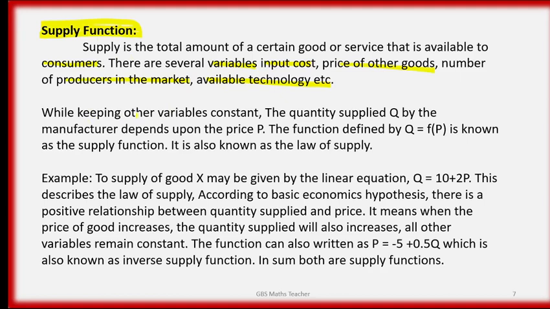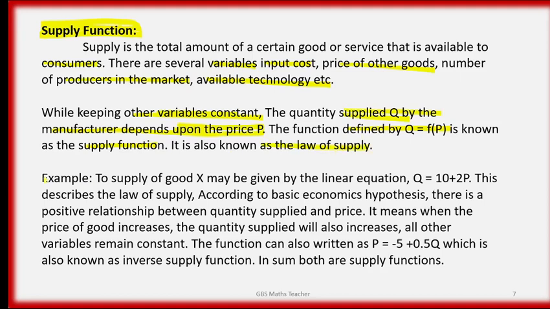But keeping the other variables constant, we suppose that the quantity supplied q by the manufacturer depends upon the price. Here also the quantity depends upon the price. That is what we suppose about the supply condition, with the other variables remaining constant. The function defined as q equals f of p is known as the supply function. Quantity supplied equals a function of p. It is known as the law of supply.